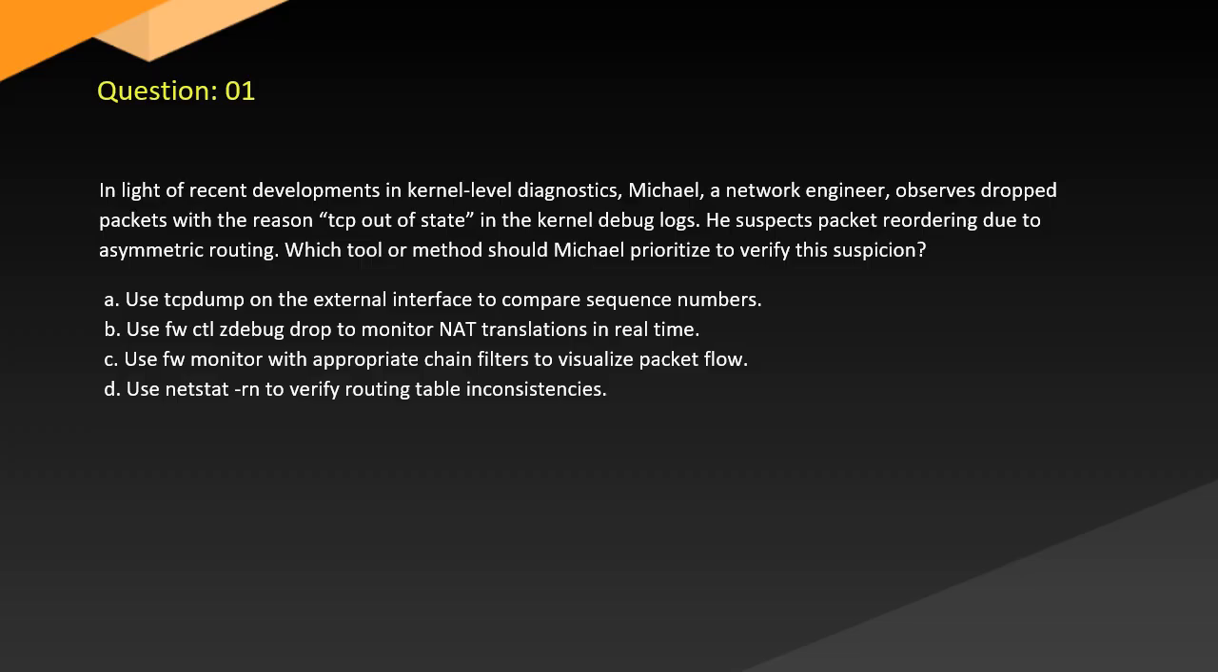A. tcpdump on the external interface to compare sequence numbers. B. fw ctl zdebug drop to monitor NAT translations in real time. C. fw monitor with appropriate chain fields to visualize packet flow. D. Use netstat -rn to verify routing table inconsistencies.